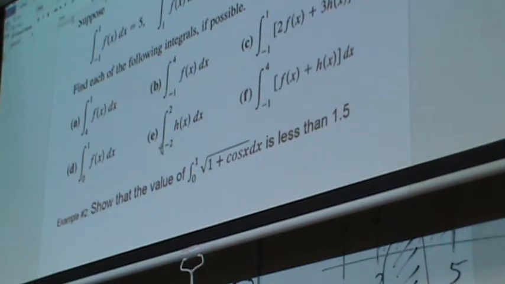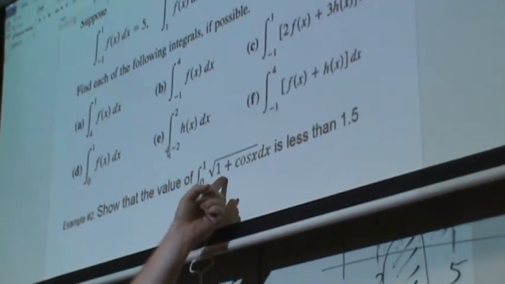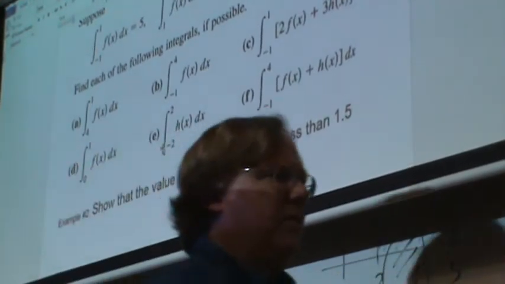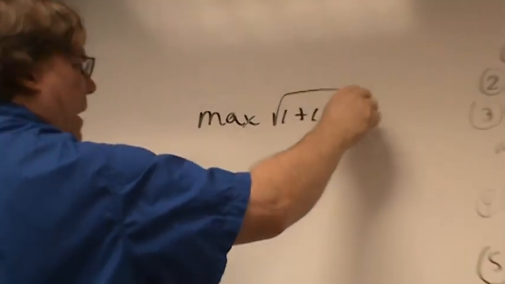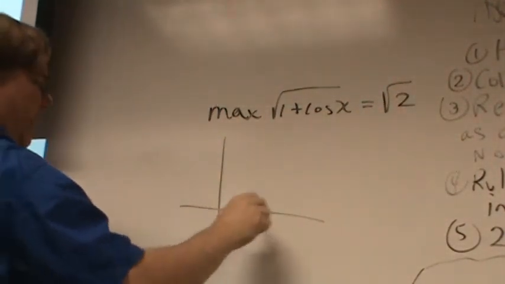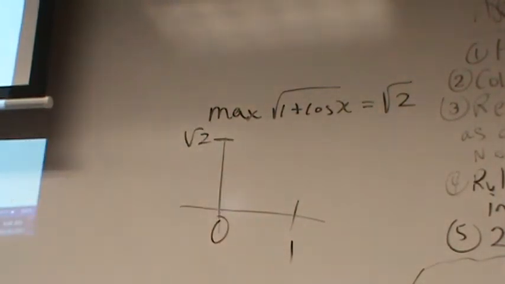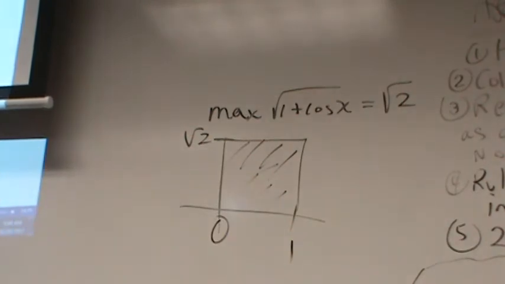Because the value of cosine of x can only be at maximum 1. Good. Then when you add 1 to 1, the maximum you get is square root of 2, which is less than 1.5. You guys okay? That the maximum that radical 1 plus cosine x can possibly be is rad 2. So if I'm going to get the area from 0 to 1, and the biggest that the y-coordinate can be is rad 2, which is 1.414, then the biggest this area can be is 1.414. It can't be 1.5.